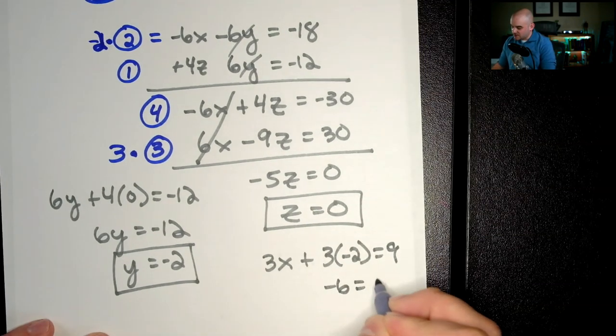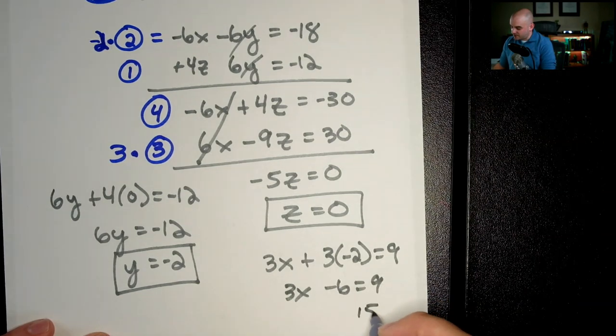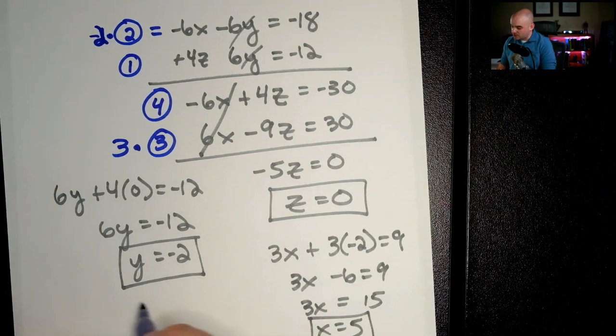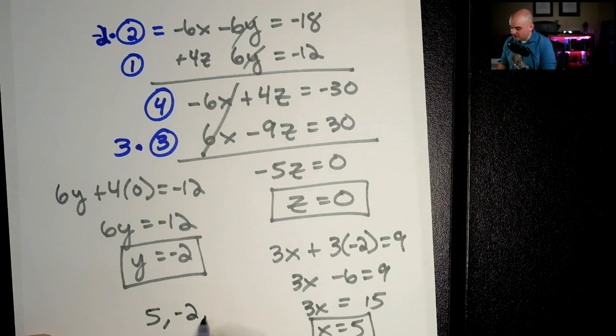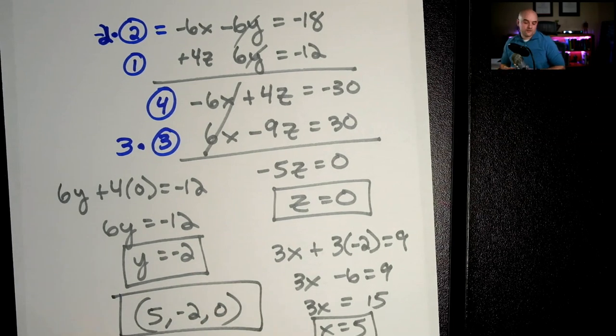So negative 6 here and 3x right there. Add 6 to both sides. I get 15 equals 3x, or x equals 5. And putting this into an ordered triplet, I get (5, -2, 0) as my final answer. All right, let's look at one more here today.